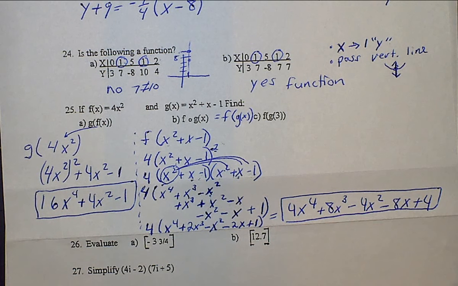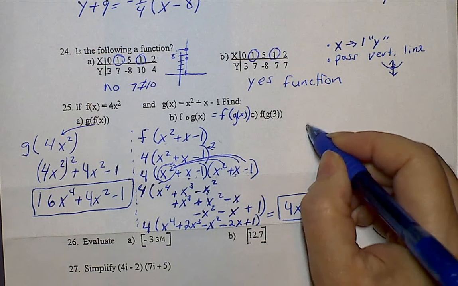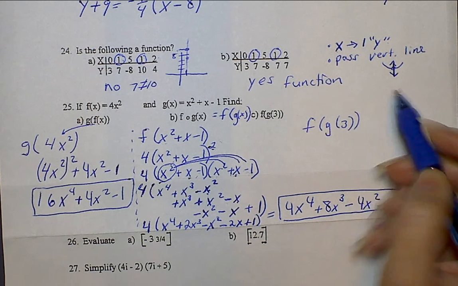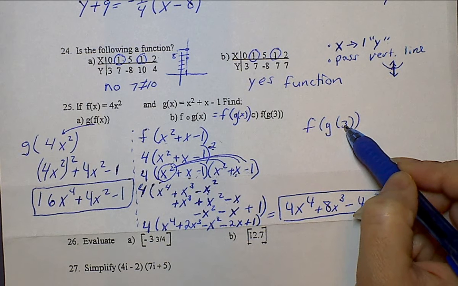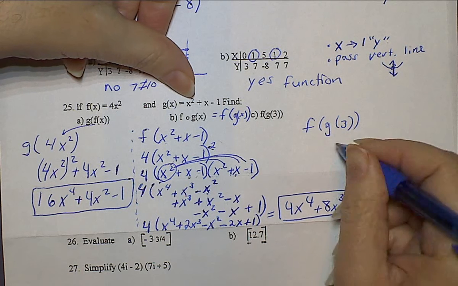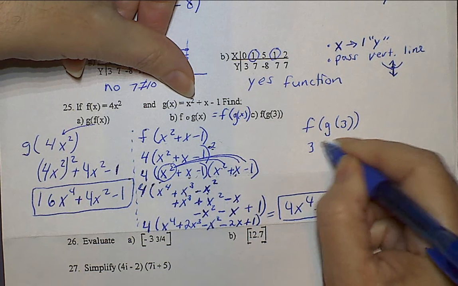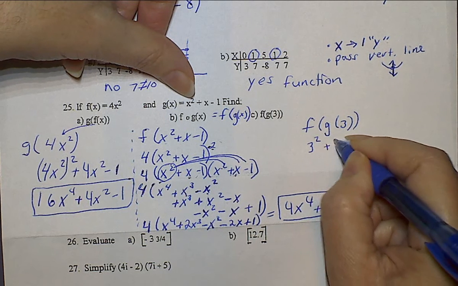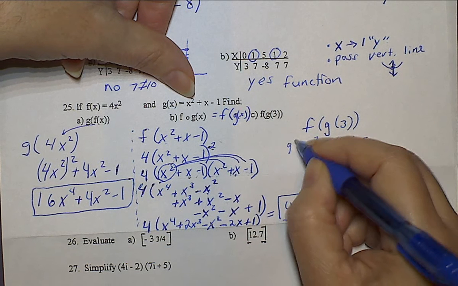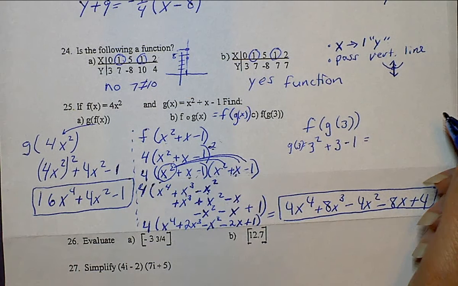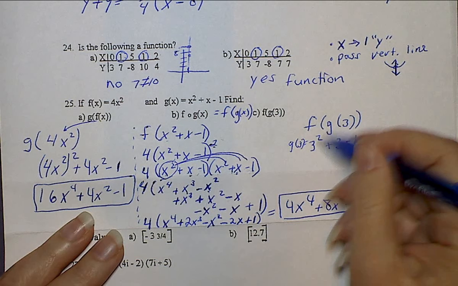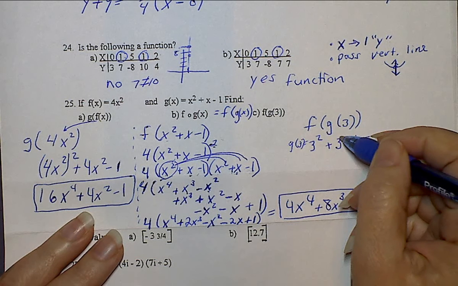C says to find f of g of 3. So we're simply going to plug in the 3 value for the x's in our g. So we're going to plug in here 3's for the x's. So we're going to have 3 squared plus 3 minus 1. And this is our g of 3. So we have 9, 10, 11, 12, minus 1 is 11.